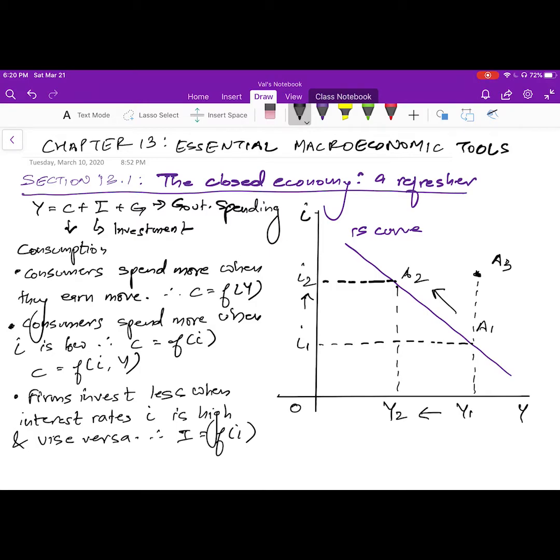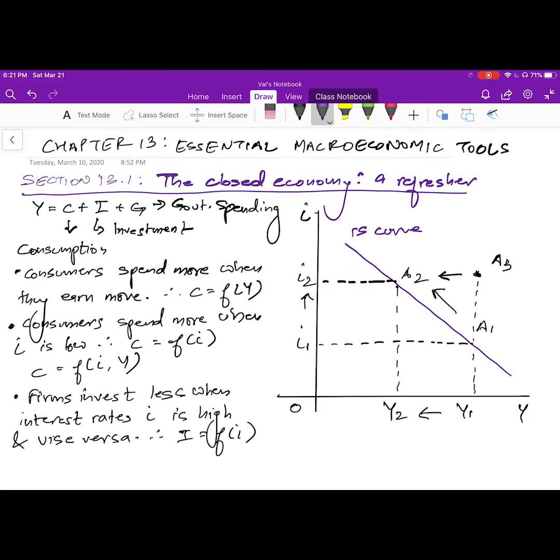So the only way to respond, if you're at A3, is you would essentially have to cut production because your interest rates are too high, and you move in this direction. You'd end up at point A2, where you're back at equilibrium at that interest rate, and the output is Y2 and not Y1. Okay, so that is a primer on section 13.1.